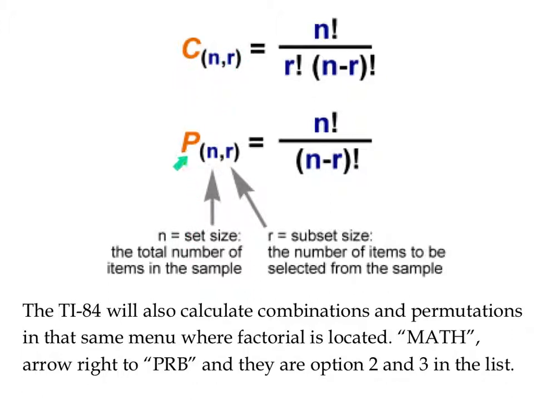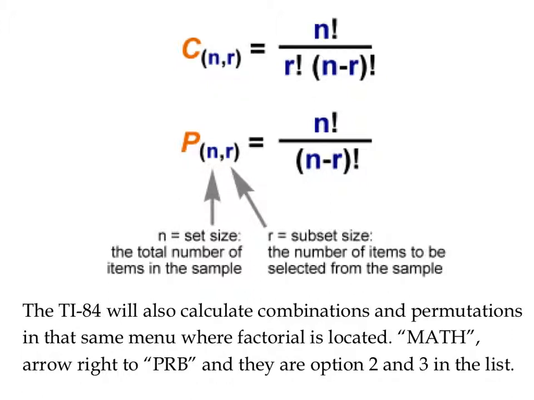We can calculate combinations and permutations using factorials, or we can use the calculator. In that same menu you found when you press math and then arrow over to PRB, option 2 is P for permutation, and option 3 is C for combination.